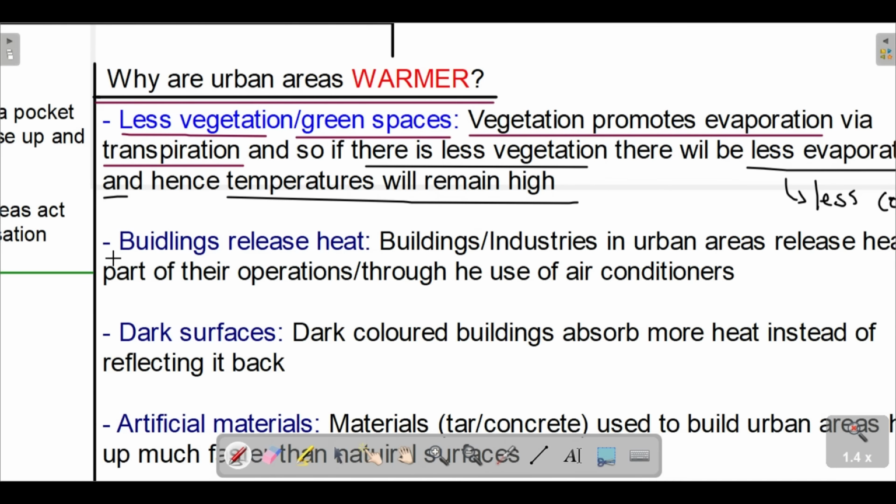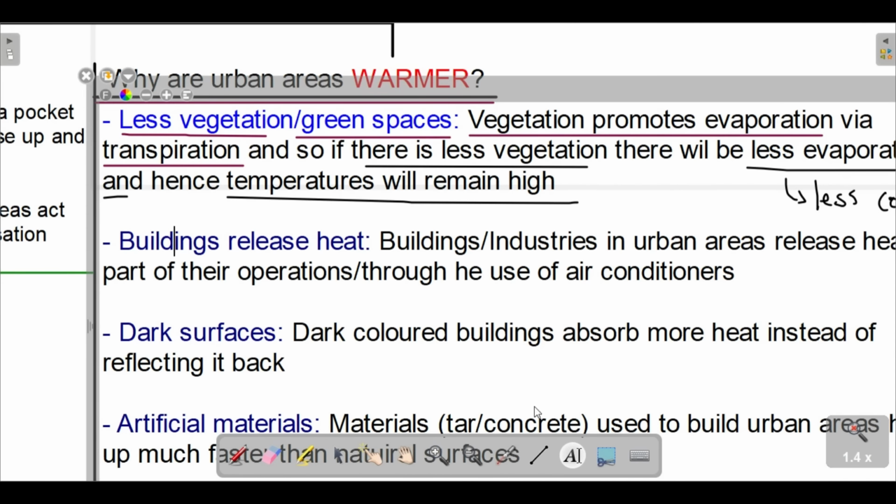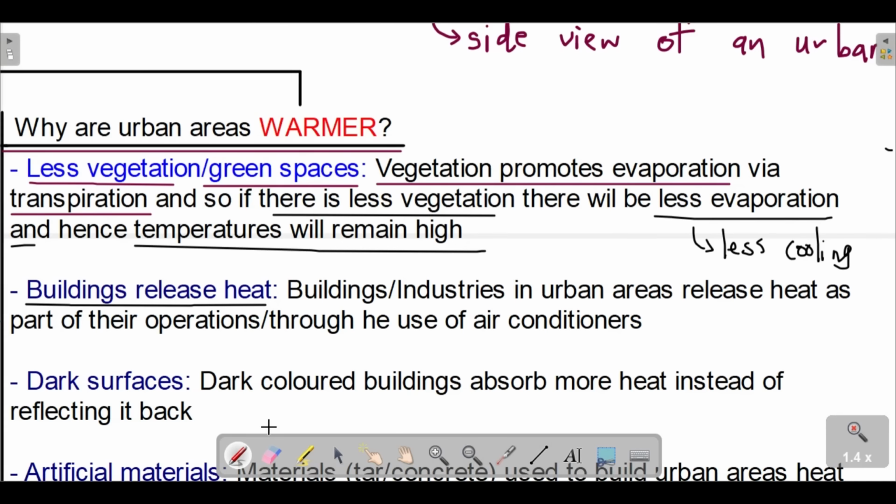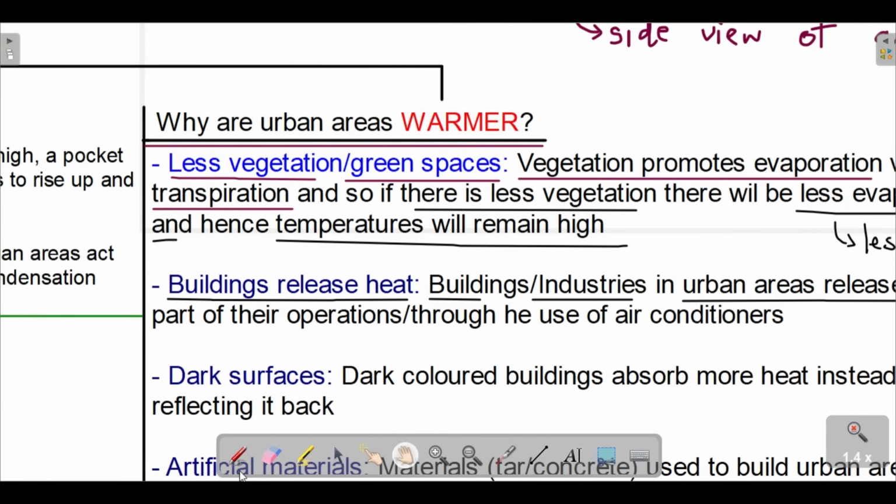The second point is that buildings release heat. So buildings or industries or industrial buildings in urban areas release heat as part of their operations, particularly industries. For an example, imagine a bakery. They are making bread, they are releasing that heat that is used to make bread.